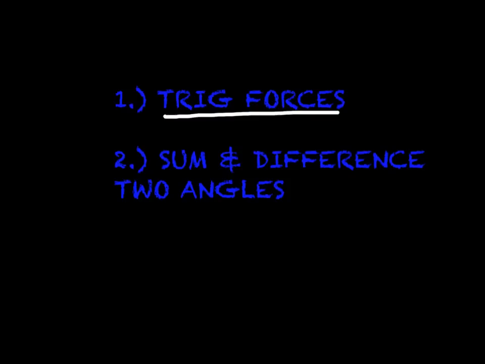And then we're going to change gears and we're going to review how to find the sum and difference of two angles and just picking out the appropriate formula and talk about why we're not allowed to use a distributive property. So let's go jump in.